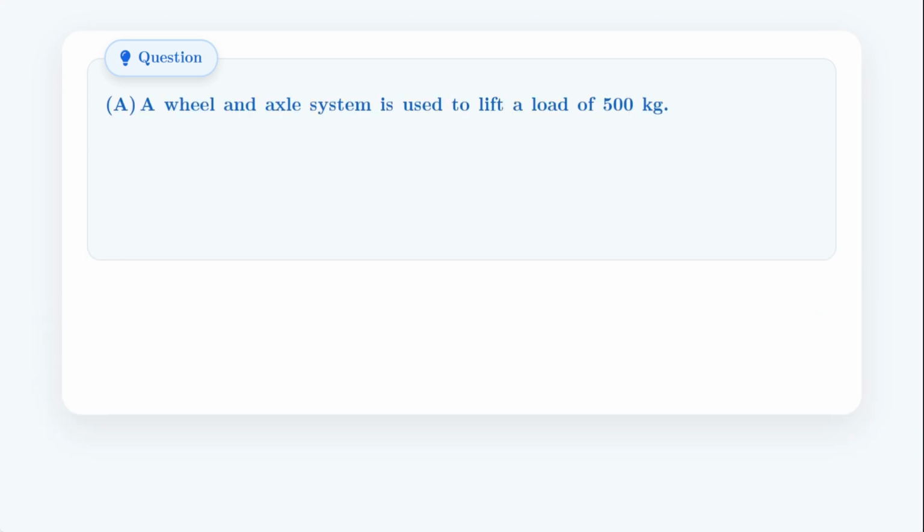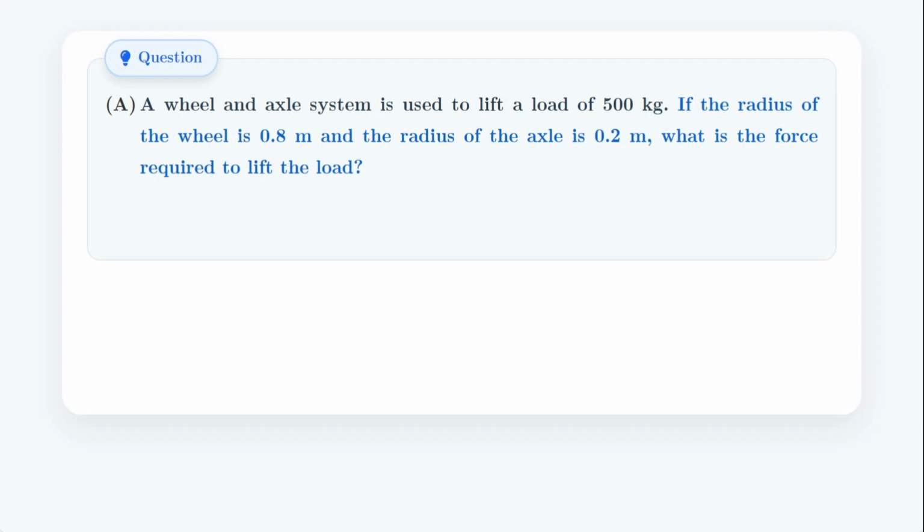Let's solve this question about simple machines. Part A. A wheel and axle system is used to lift a load of 500 kilograms. If the radius of the wheel is 0.8 meters and the radius of the axle is 0.2 meters, what is the force required to lift the load?